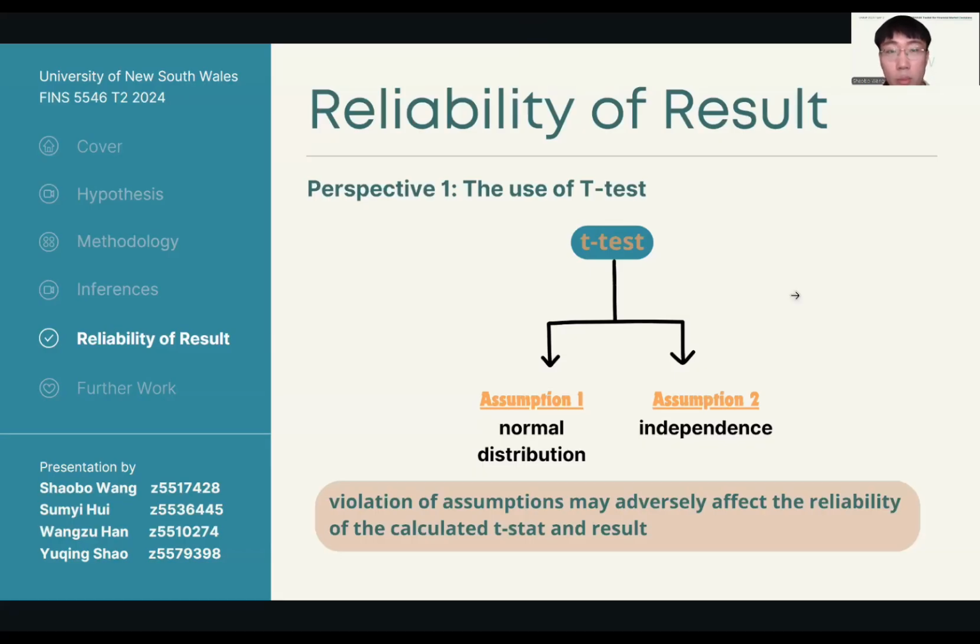So now let's talk about the reliability of the result. We introduced the t-stats to find whether we should reject the null hypothesis, and we have two assumptions for the t-test. Any violation of the assumptions may adversely affect the reliability of the calculated t-stats and the results. So we need to judge whether these two assumptions are reliable.